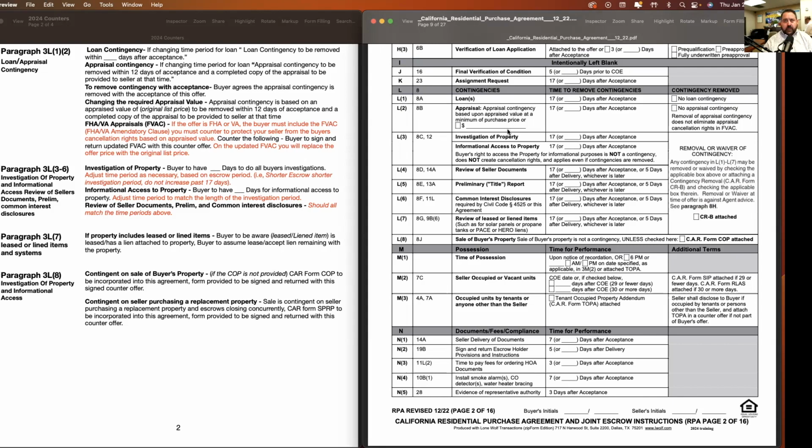Hey, Kyle. So the informational access is just pretty much access to the property throughout that time period. The agent has access to that property. They can do inspections, et cetera, et cetera. Yeah, the buyer has access, yes.